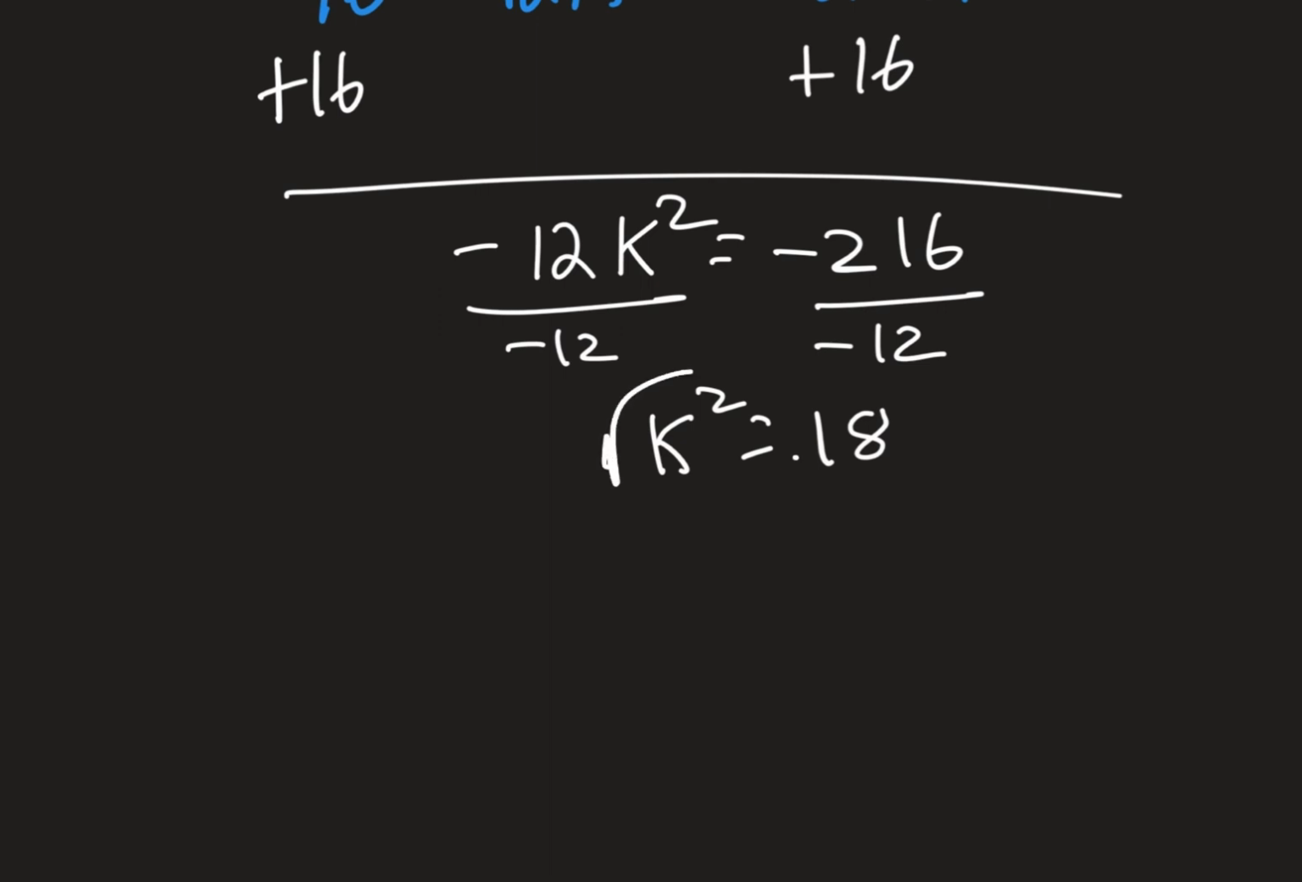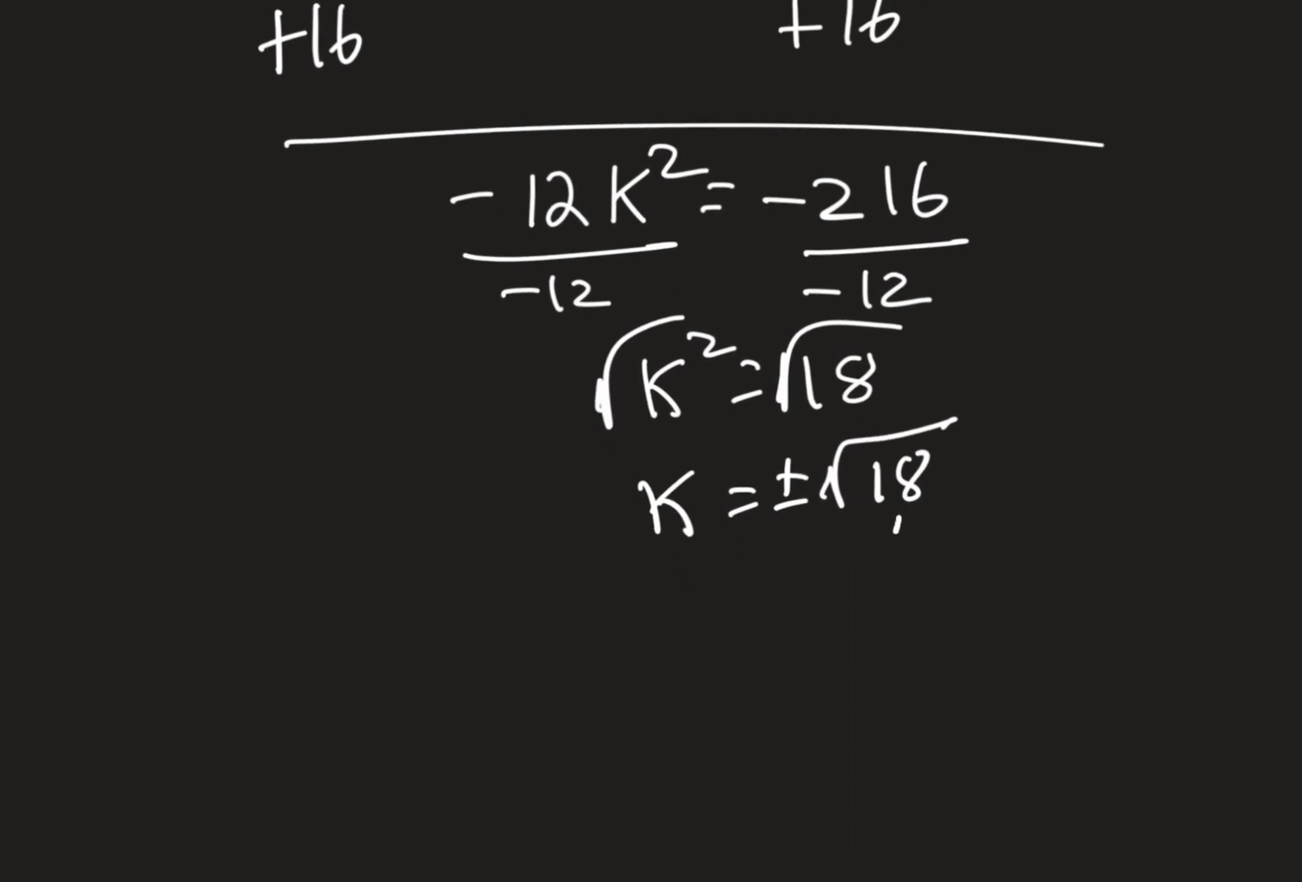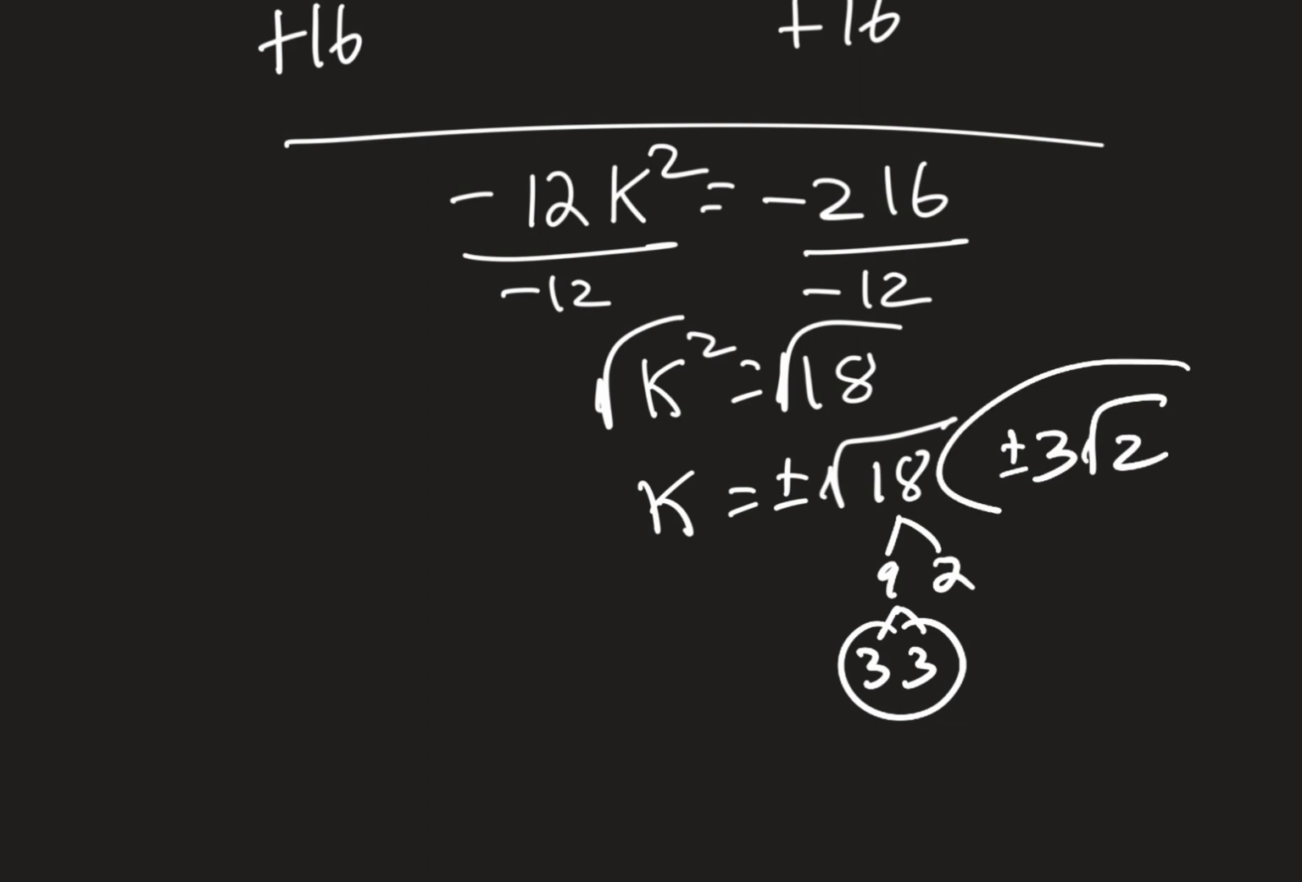Take the square root. So k is equal to plus or minus the square root of 18, which we've done 2 times already today. It's 9 times 2, 3 times 3. 3 has a partner, so plus or minus 3 radical 2 is your solution.